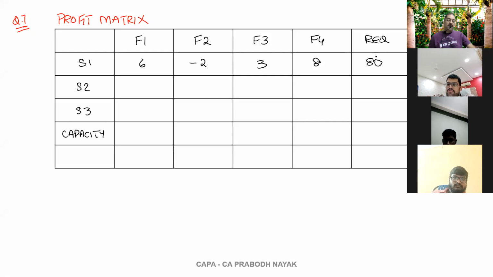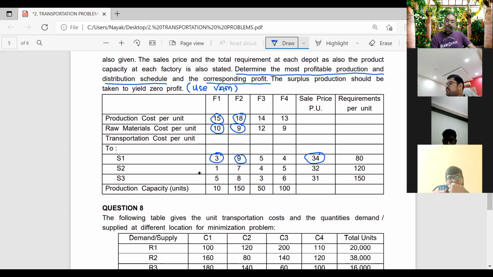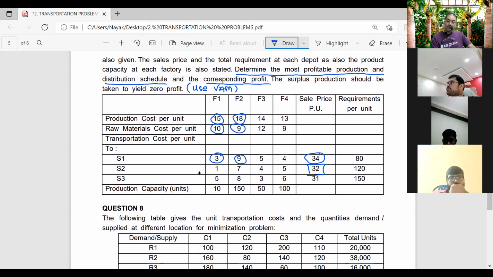Same way now for the next one. Next one, I come down to S2. The figure is 32. So 32 minus 28. Sorry, 32 minus, not 28, it will be 26. 32 minus 26 is 6. That will be 6.